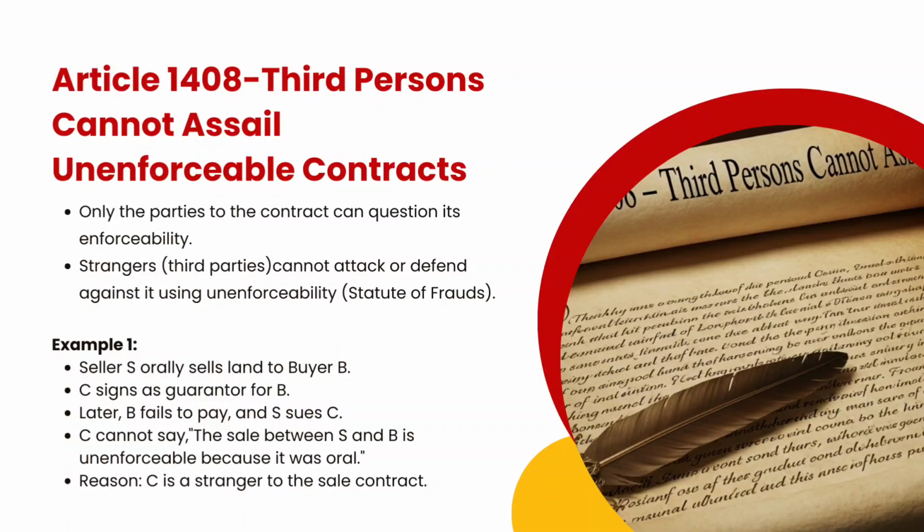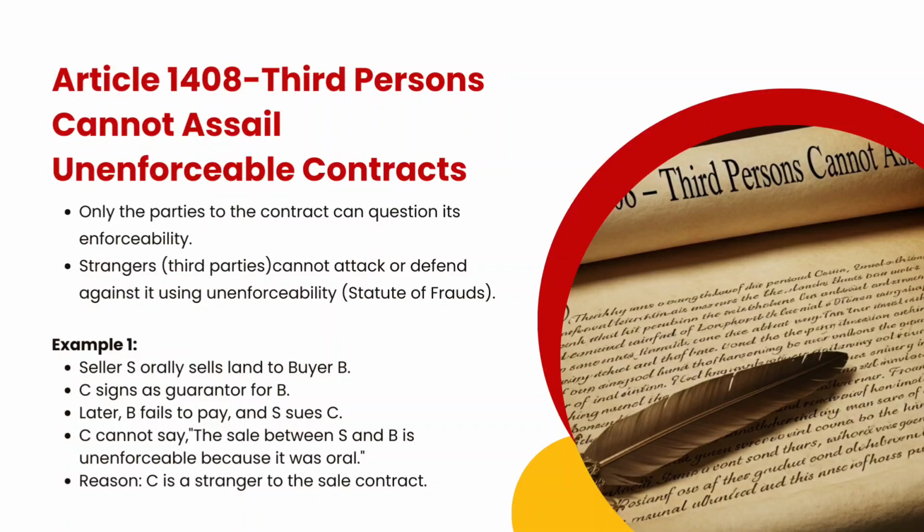The benefit of the statute can only be claimed or waived by one who is a party or privy to the oral contract, not by a stranger. It is a personal defense. Examples. 1. S sells a parcel of land to B. The contract is oral. C binds himself in writing for the performance by B of his obligation to pay the purchase price. In an action by S to recover the purchase price, C cannot assail the contract between S and B for being unenforceable under the statute of frauds.